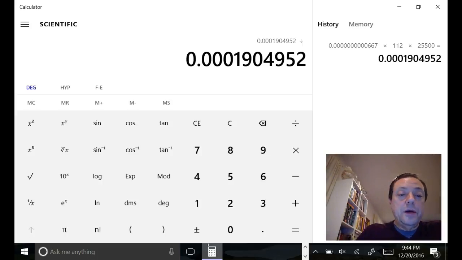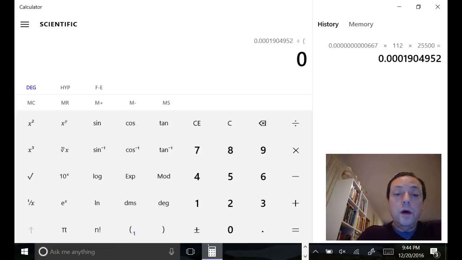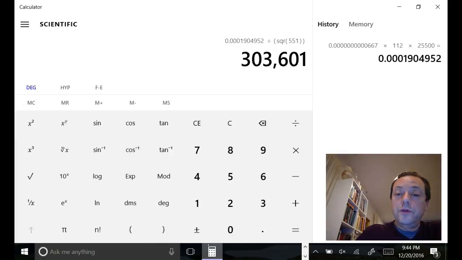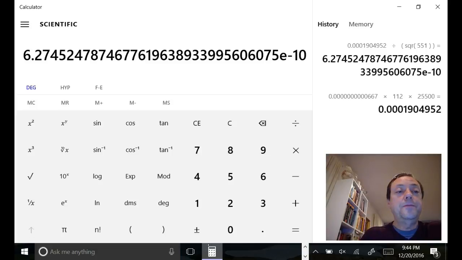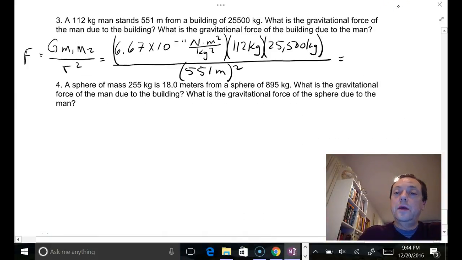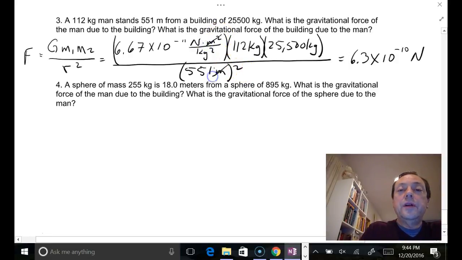So we're going to divide that by 551 meters, and we're going to get about 6.3 times 10 to the minus 10th. So 6.3 times 10 to the minus 10th newtons. Don't forget the meters squared cancel, the kilograms squared cancel, leaving us with newtons.